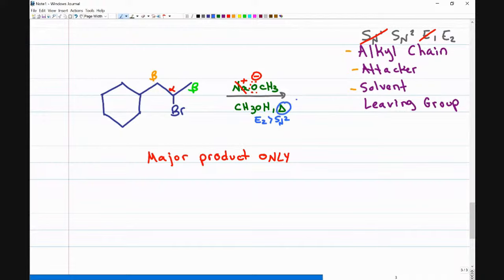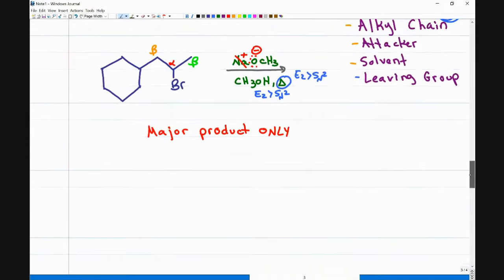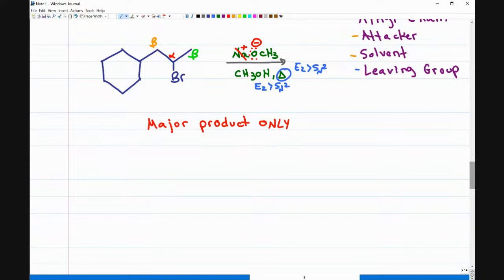And when you have heat, the same thing. E2 is favored over SN2 because the heat will provide a very high activation energy to give us a very stable E2 product. Two things point to E2. Now we just look at the leaving group and verify that it is, in fact, a good leaving group and can leave. Based on that, I know that my reaction can take place. But the question is, how many products can I get? Let me know in the comments, how many E2 products can I get from this starting molecule?